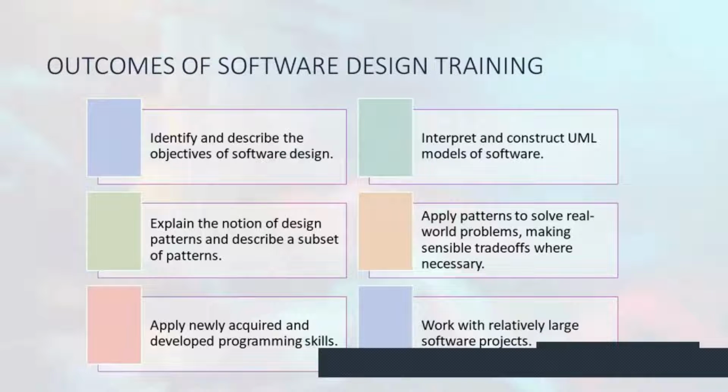Jan Warren methodically substantiated the learning outcomes of software design training. Identify and describe the objectives of software design. Design objectives include correctness, robustness, flexibility, reusability, and efficiency. Students should appreciate that software should not only be correct, but that the latter four non-functional objectives are also important. Interpret and construct UML models of software. The UML, being the standard industry notation, is an obvious choice for communicating design knowledge. Essentially, students should be able to read and write UML models. Explain the notion of design patterns and describe a subject of patterns. Design patterns embody proven design solutions.